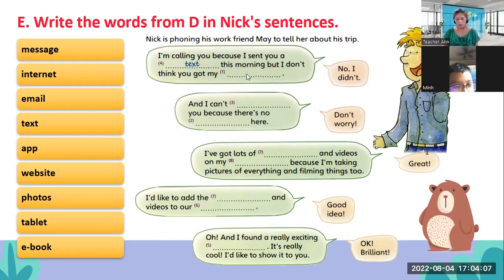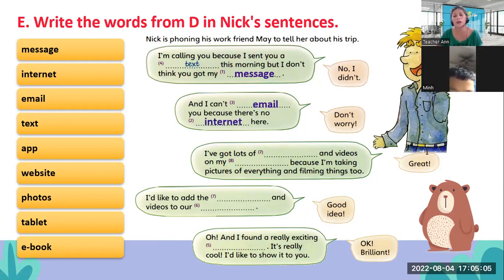I've got my internet. Message. Okay, number one. What is the answer for number one? Message. Okay, number one. I can message. Number three. What is number three, Julian? And I can't text. Okay. I can't email you because there is no what? There is no? Number two. No internet. No internet. Very good.